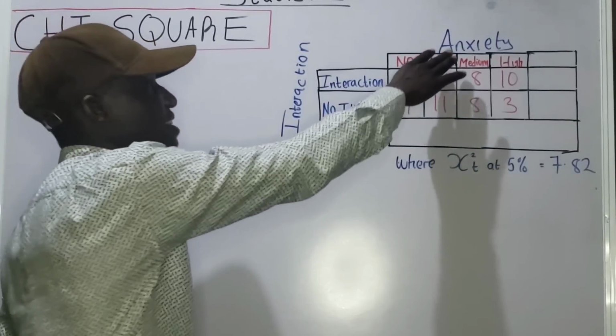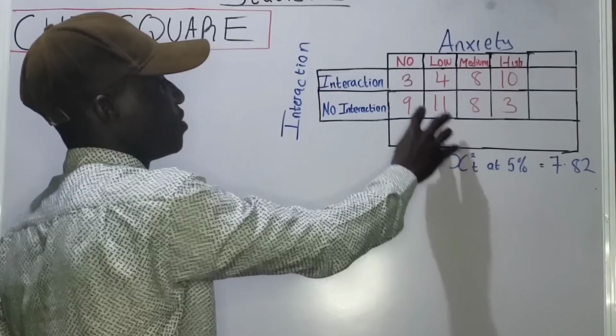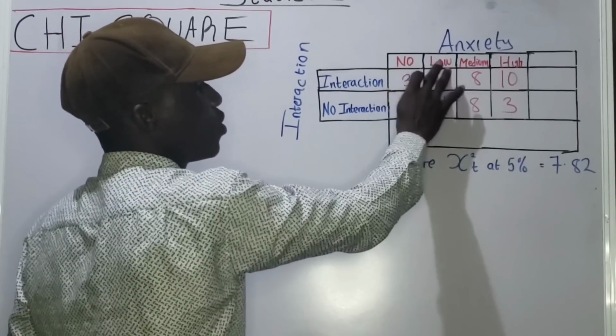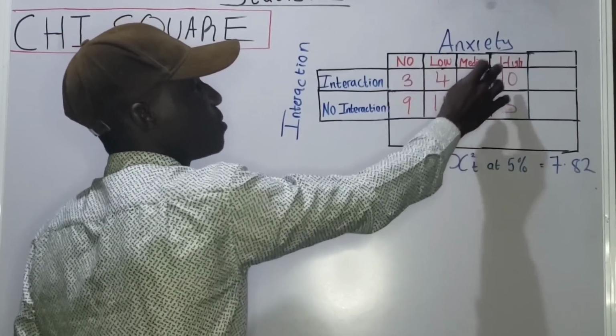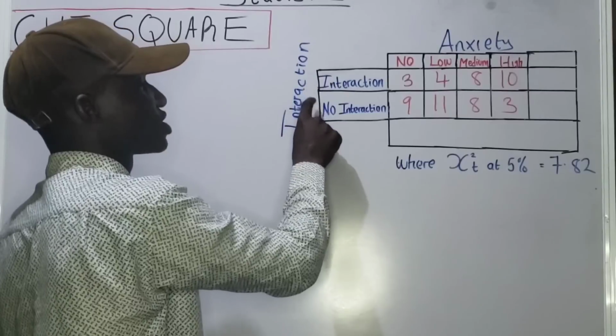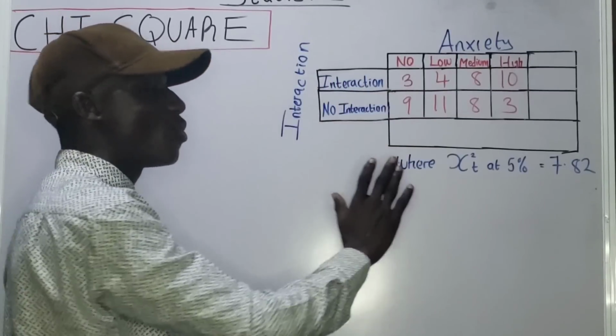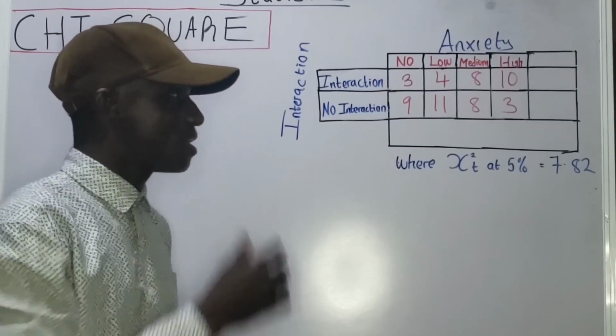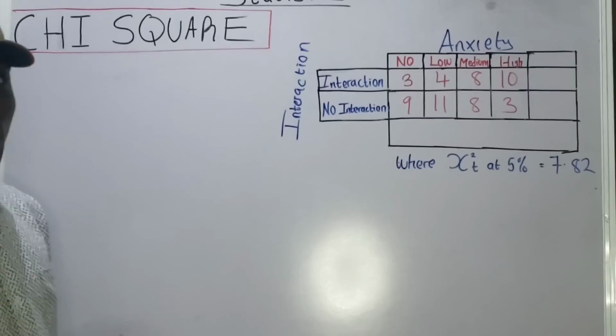Now, anxiety belongs to the column. You understand? We have low, medium, and high. And for the interaction, we have interaction or no interaction. You understand? Okay? Please, I want you to pay attention.